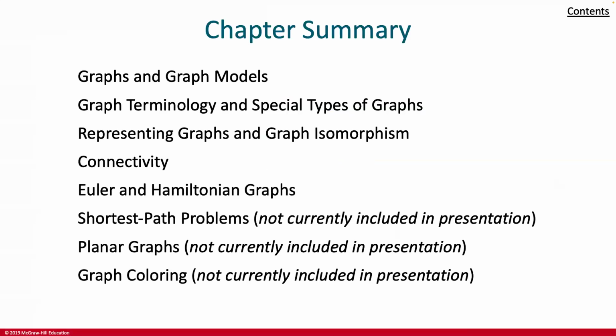So here are the topics that we're going to cover. There's more things in Rosen that we won't be getting to towards the end of the chapter in Rosen, but anyway, we're going to still be covering a lot of information: graphs and graph models, graph terminology, and types of graphs, representing graphs and graph isomorphisms, connectivity, Euler and Hamiltonian graphs, and those are the things that we'll get a chance to explore.